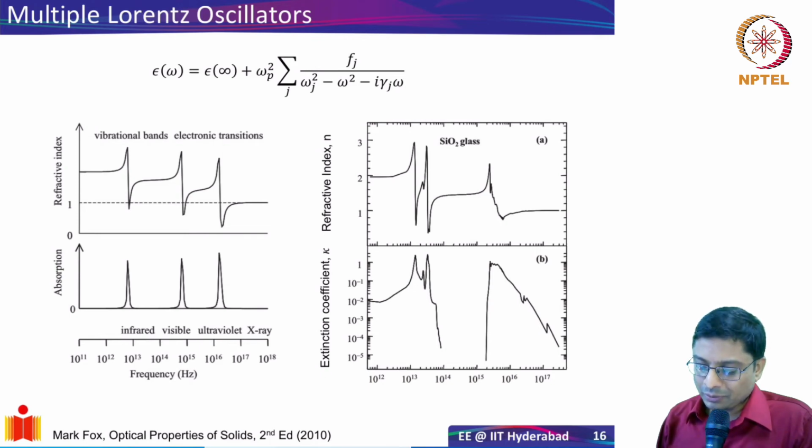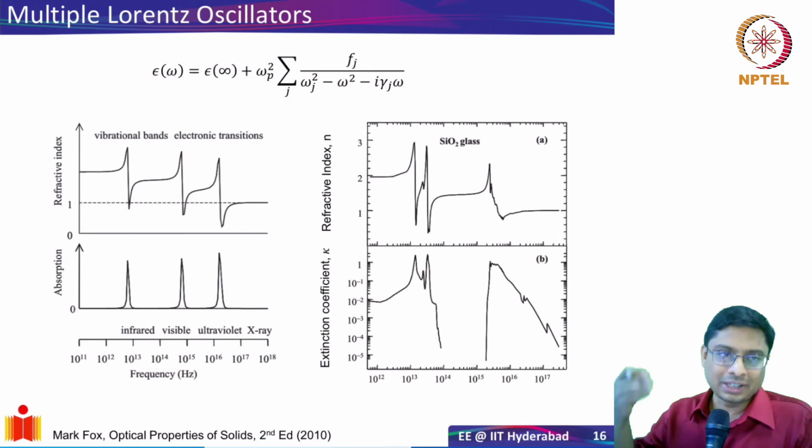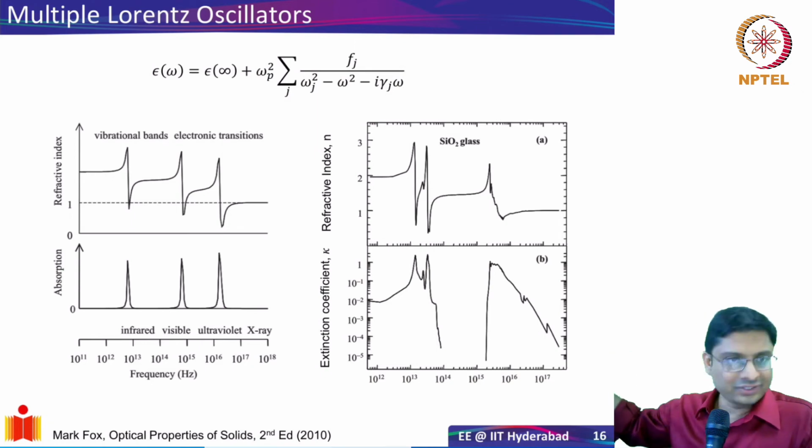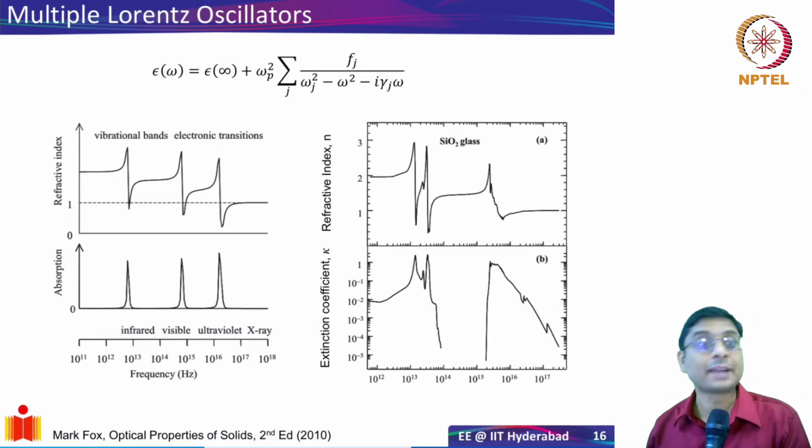We simply say that instead of one oscillator, you put in more oscillator terms, and each has a different resonant frequency. This omega j can be for an electronic one, a phonon, a rotational one, and so on. You can have multiple oscillators. You can have multiple types of vibrations.